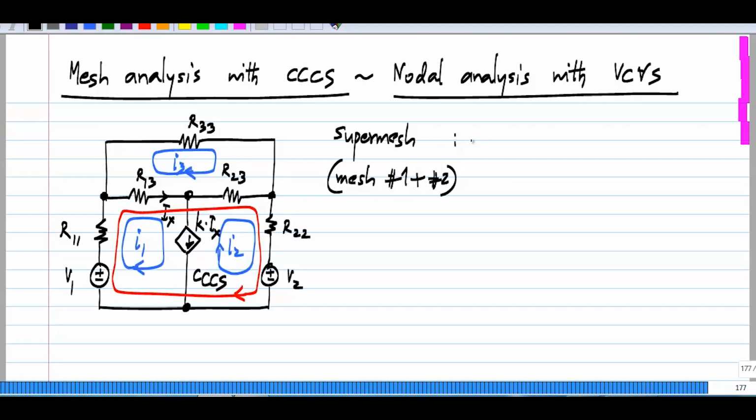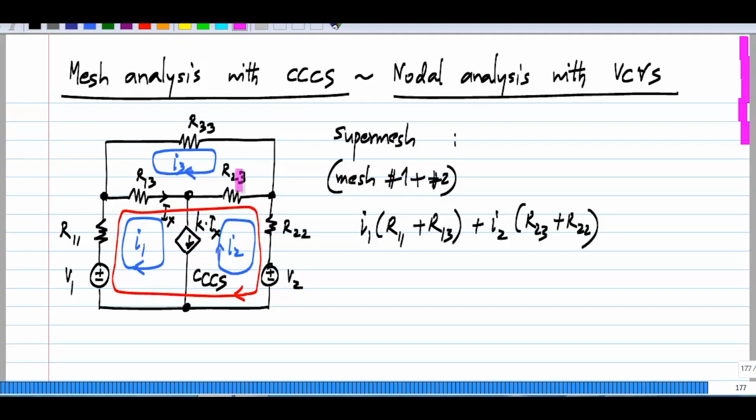Now, what do we have there? We have to take the voltage drops here, R11, R13, R23, R22, and equate that to the total voltage rise in the loop. So I'll have I1 times R11 plus R13. So if you look at it, I1 is flowing through R11 and R13, and you'll have plus I2 times R23 plus R22. I2 is flowing through R22 plus R23.